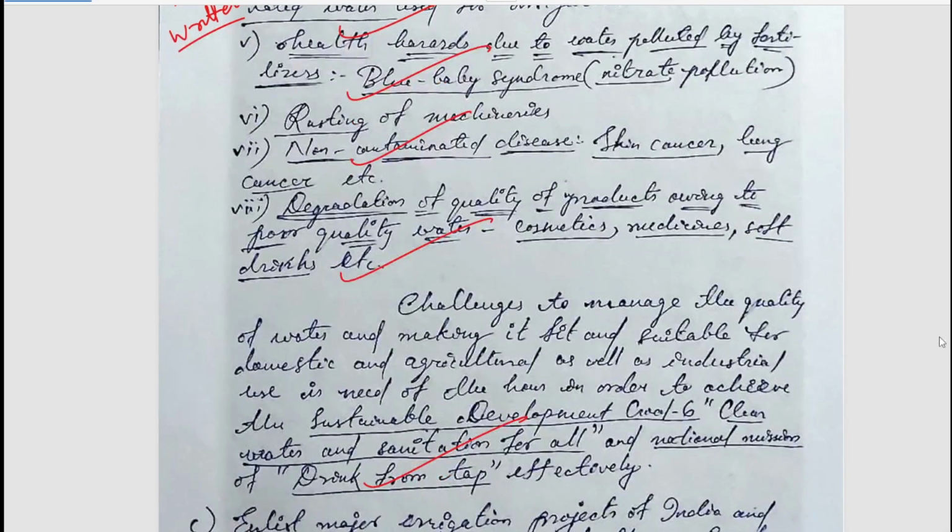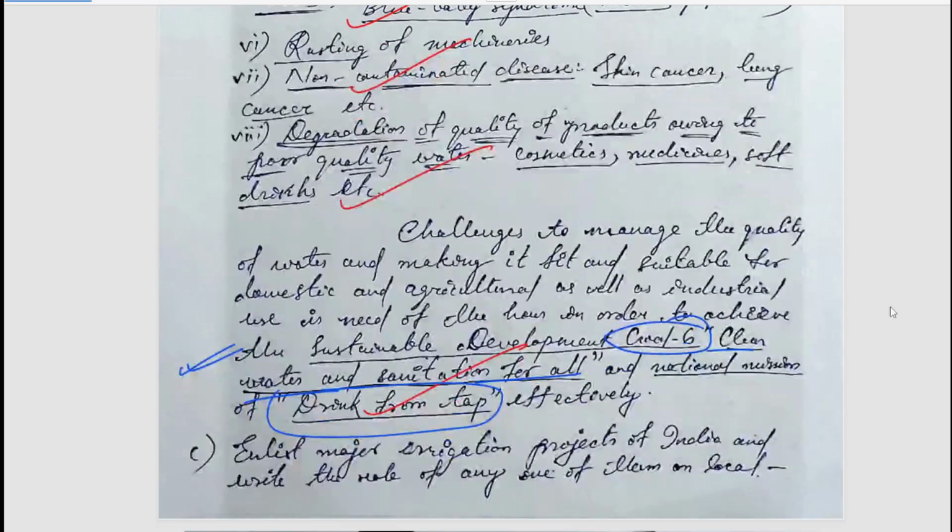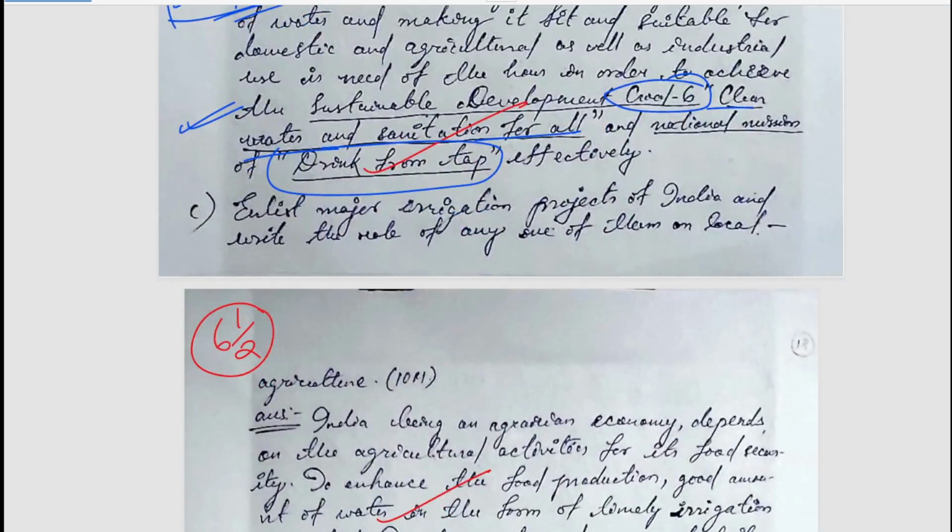Now let's move to the next question, and you can see how nicely Sustainable Development Goal 6 has been mentioned here, that is clean water and sanitation for all, and the national mission on drinking water from tap. So, a well written conclusion, very well concluded. Whenever you use SDGs, it enhances the answer. So you should learn all the important SDGs, that could be very useful. SDG 6 is for clean water and sanitation. Very good written conclusion. Now move to the next question.